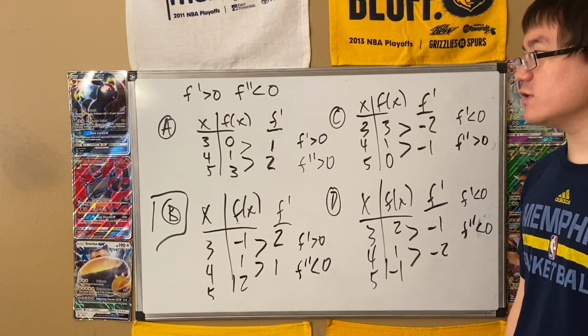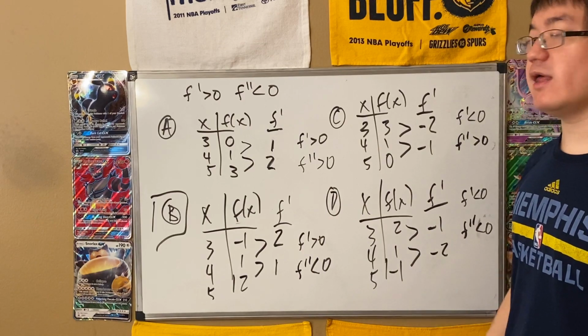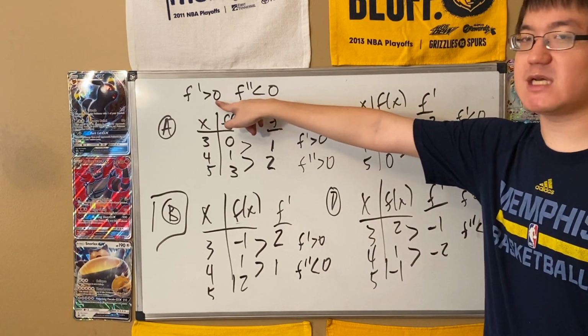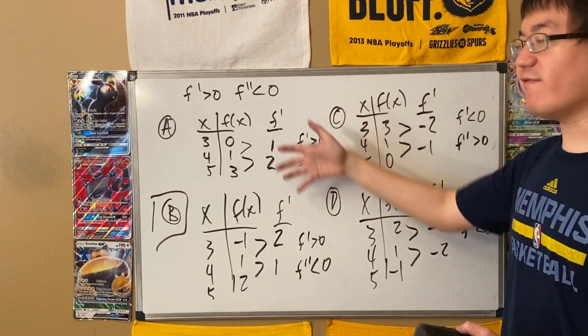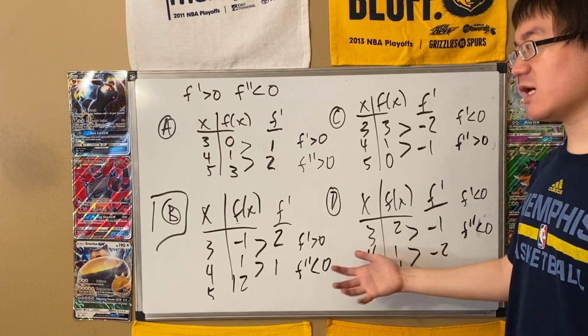So again, what I do is right when I see these questions, I construct an F prime column, and then I use whether F is increasing or decreasing to tell me about the sign of F prime, and then I use my F prime column that I created to determine the sign of F double prime. So that's how these questions work.